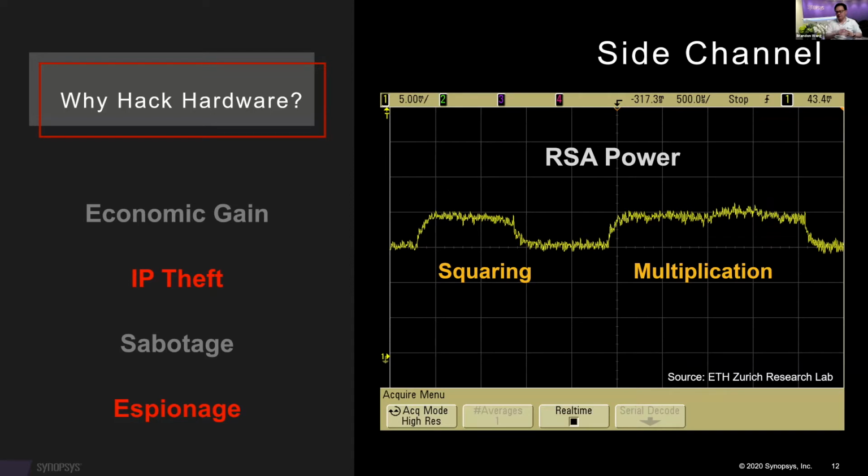You see the left peak shows the power consumption during a squaring only step, and the right peak shows the multiplication operation step. That allows exponent bits 0 and 1 to be distinguished by reading the power curve. And that can be used for sabotage, espionage, and other purposes.